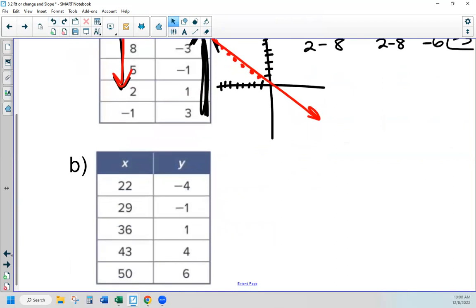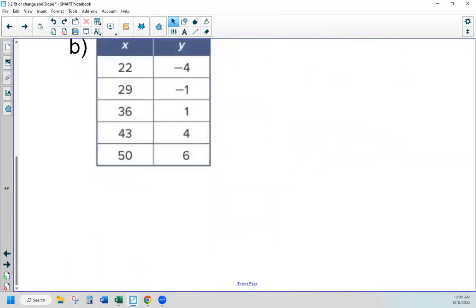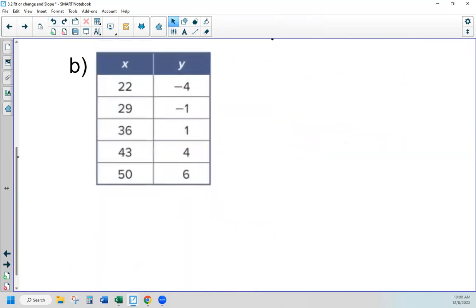I look like a donkey. All right, go ahead and try this question. Pause it, try it out. All right. What do you notice?